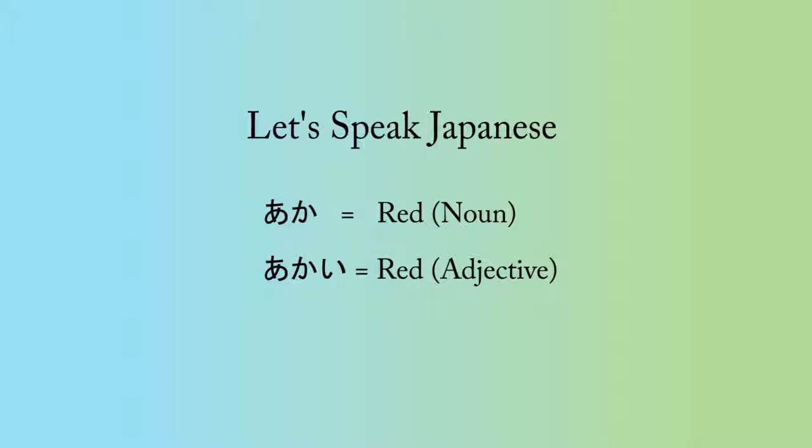So for example, when you say this is the color red, you would say これは赤です, using the word aka as a noun. On the other hand, if you were to say that car is red, then since red is used to describe the car, it would be あの車は赤いです. Or more slowly, あの車は赤いです. One more time, あの車は赤いです.